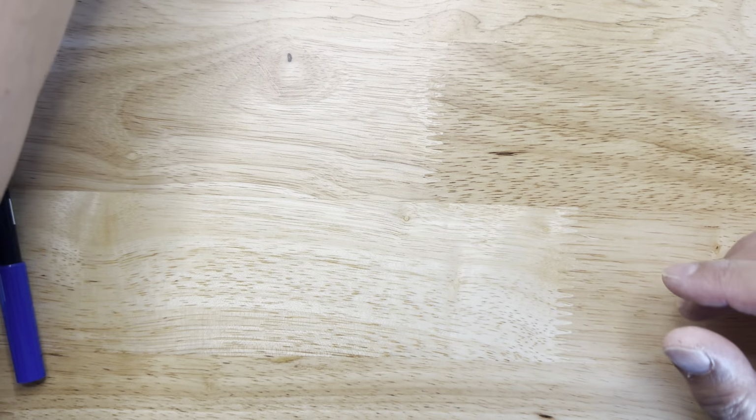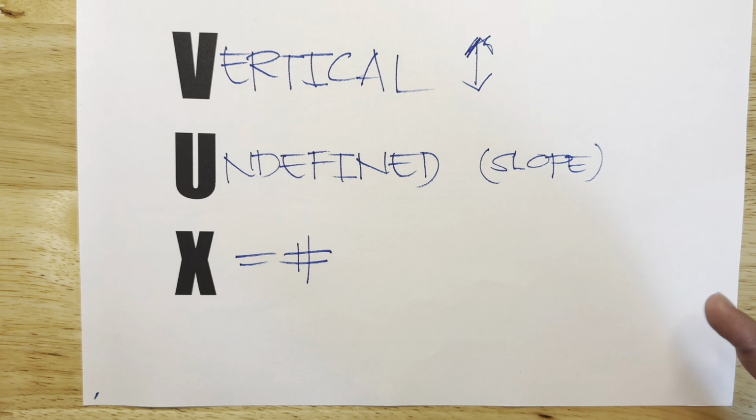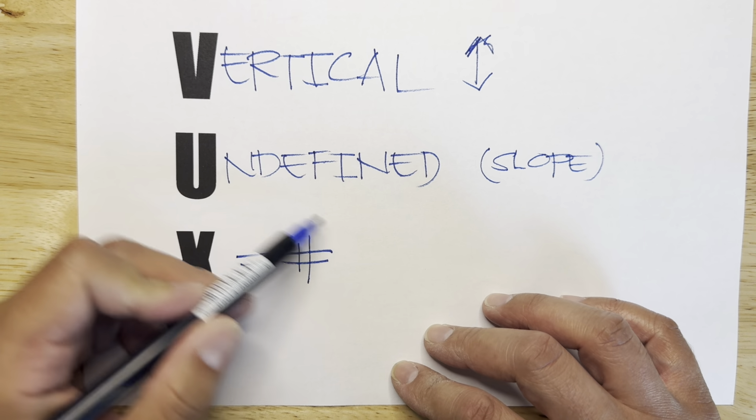The U is for undefined. This is talking about your slope, which means your slope is undefined. And X means x equals a number, some kind of number. Not a hashtag, but x equals 5, x equals 4, x equals 3, but not x equals a variable like 2y. Just your plain old number. So remember this, VUX: vertical, undefined, x equals.